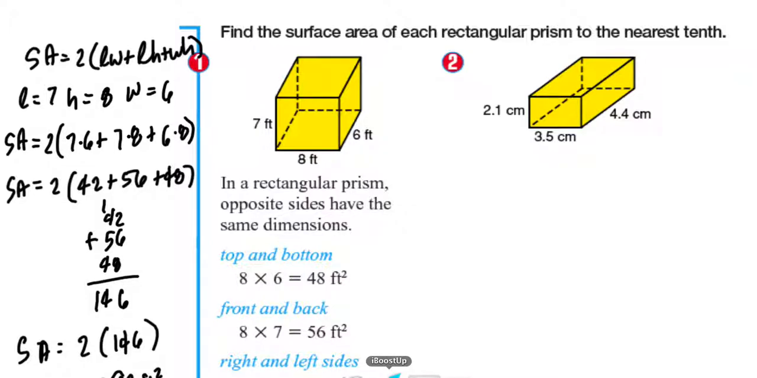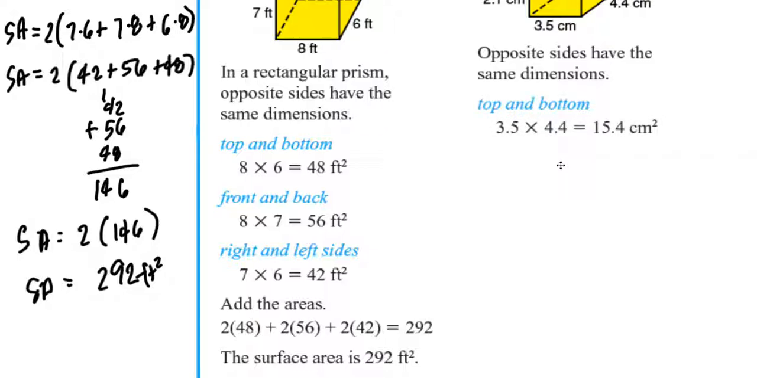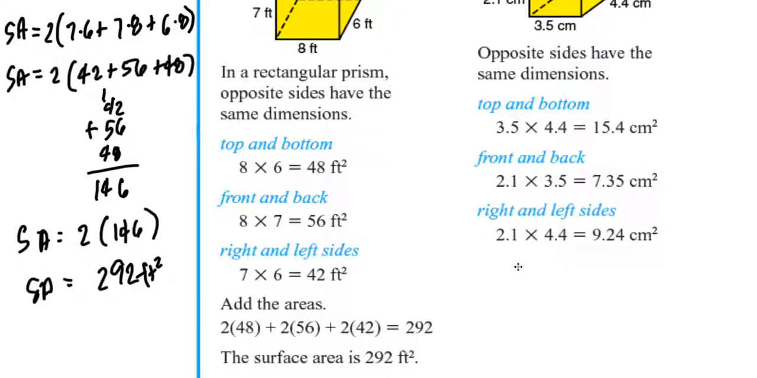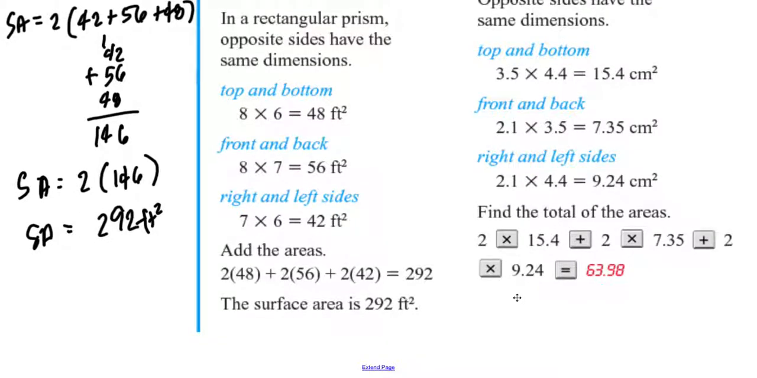And we do the same thing with example 2. You can use the formula or you can use what the book used, doesn't really matter which. Opposite sides have the same dimensions. So top and bottom is 15.4 square centimeters. Front and back is 21 times 35 or 7.35 square centimeters. Right and left sides, area is 9.24 square centimeters. And then we simply add the areas using a calculator, end up with 63.98 because we multiply them by 2 as well, like what we did in example 1.